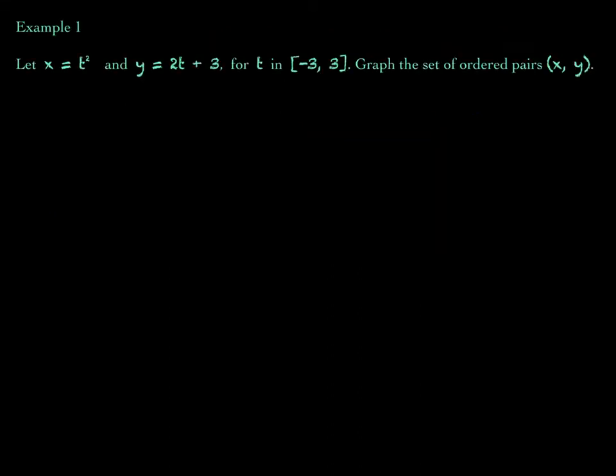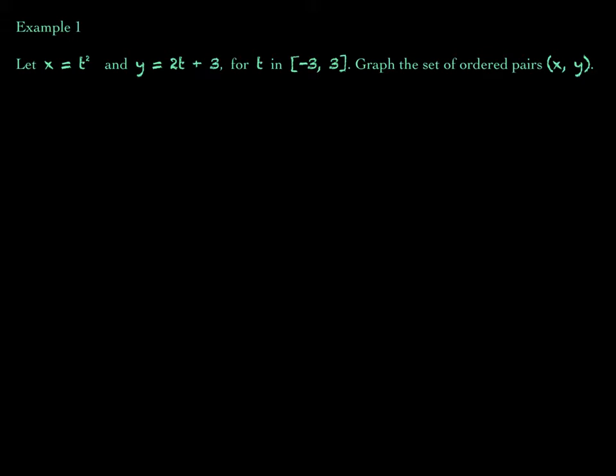Check out this first example. Let x equal t squared and y equal 2t plus 3, for t inside this interval from -3 to 3. Graph the set of ordered pairs (x, y). Please keep in mind that x is defined to be t squared, y is defined to be 2t plus 3. What we're going to do is generate some ordered pairs.